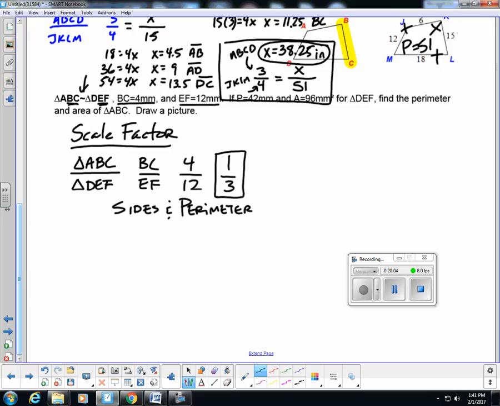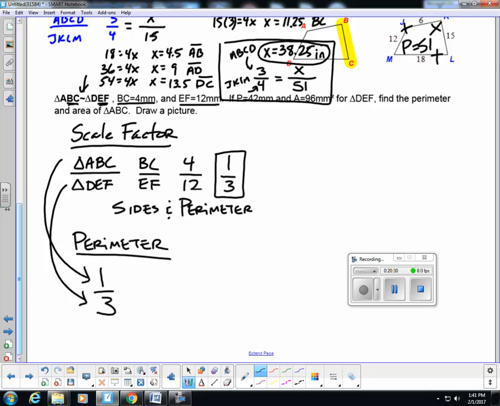So if we answer the question, find the perimeter and the area, draw a picture. Now, I'm going to kind of ignore the directions on draw a picture. So just bear with me here. So for the perimeter, my scale factor is 1 to 3, and again, ABC in the numerator, DEF in the denominator.